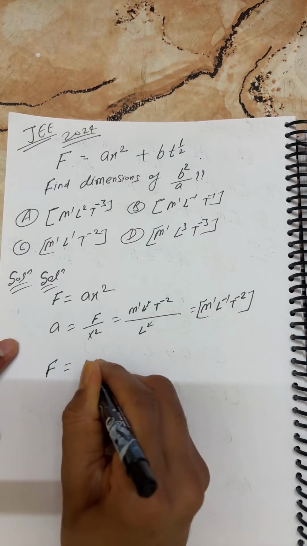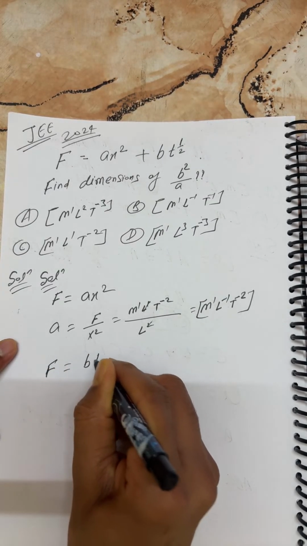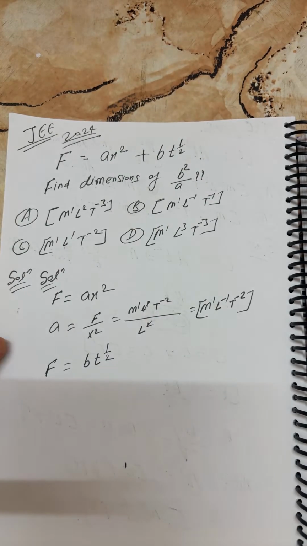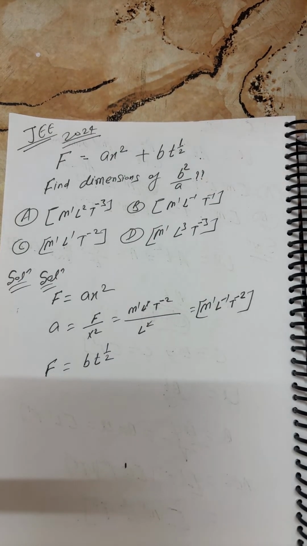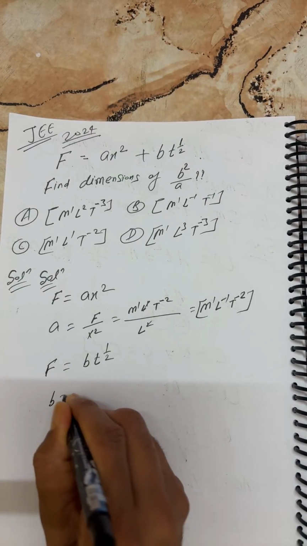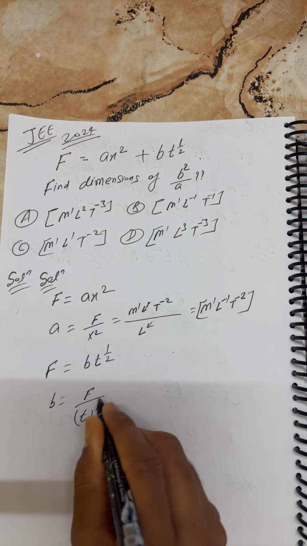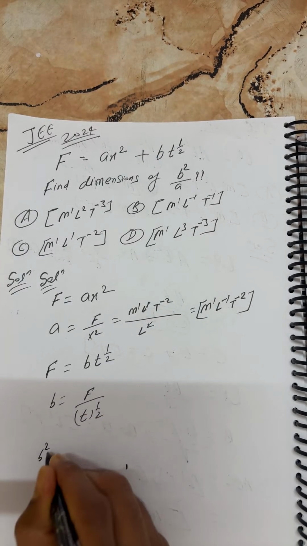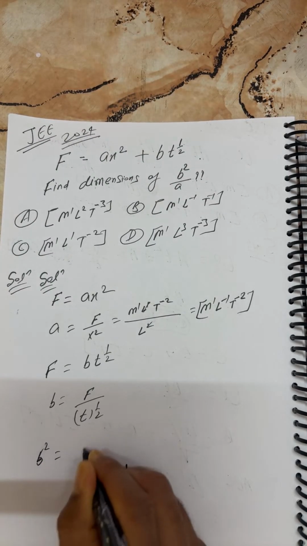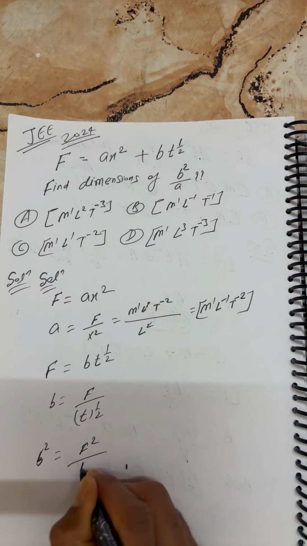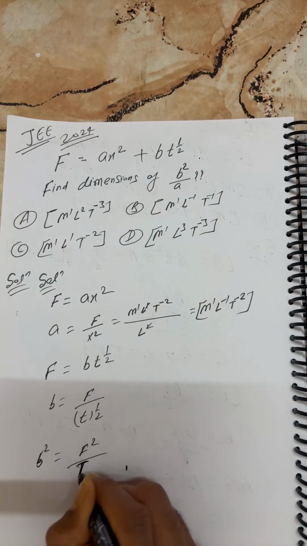F is equal to B to the power 1 by 2. So we wish to find B square. First, B is equal to F upon T to the power 1 by 2. Now take the square here. So B square is equal to F square upon T.